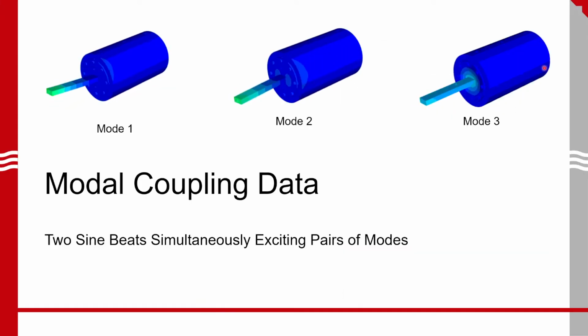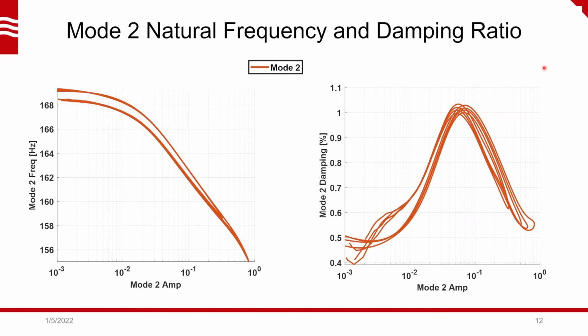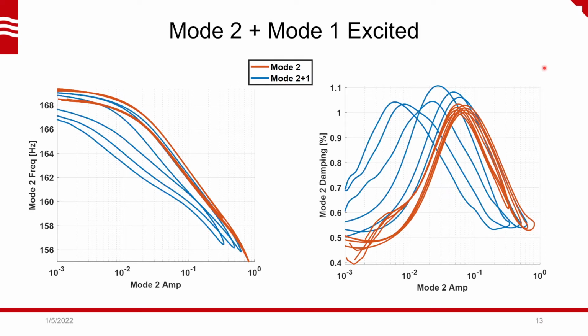So now let's look at when we excite two of them, in pairs. So I have 1 with 2, 1 with 3, 2 with 1, 2 with 3, 3 with 1, and 3 with 2, all the different combinations of these three modes. First, an interesting one to look at is mode 2 coupled with mode 1. Here the orange curves are where it's just mode 2, and blue is when it's mode 1 and mode 2.